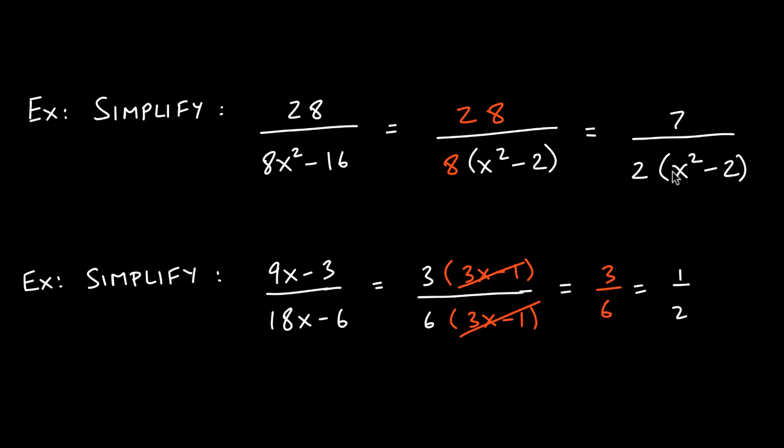We cannot touch this because, well, first of all, there's no GCF. There's two terms, so you might think, oh, I can use a difference of squares. But the problem is 2 is not a perfect square. We don't know what the square root of 2 is. So we leave this as it is because it's prime.